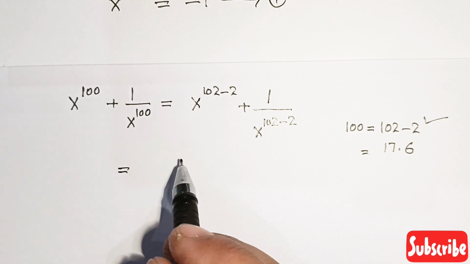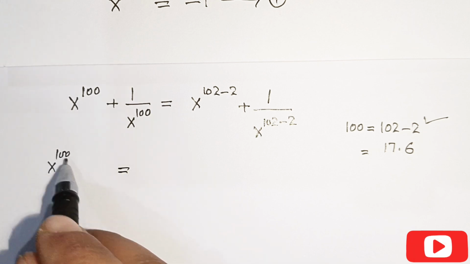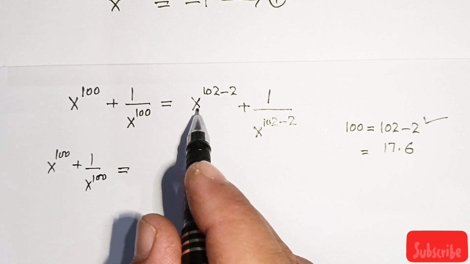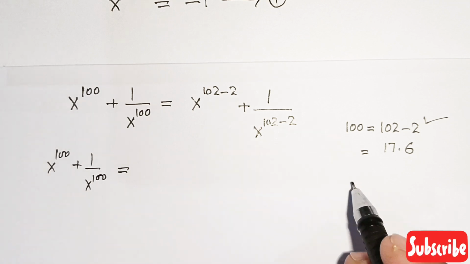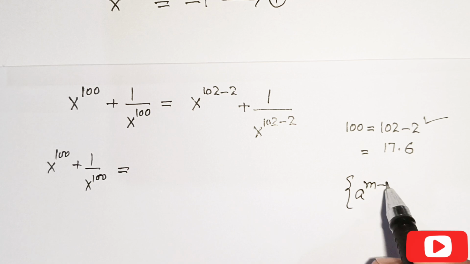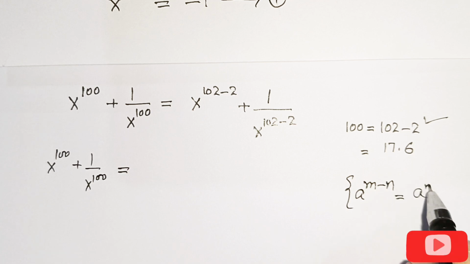So x to the power 100 plus 1 over x to the power 100 is equal to x to the power 102 minus 2, which can also be written using the exponential law: if we have a to the power m minus n, it is equal to a to the power m over a to the power n.